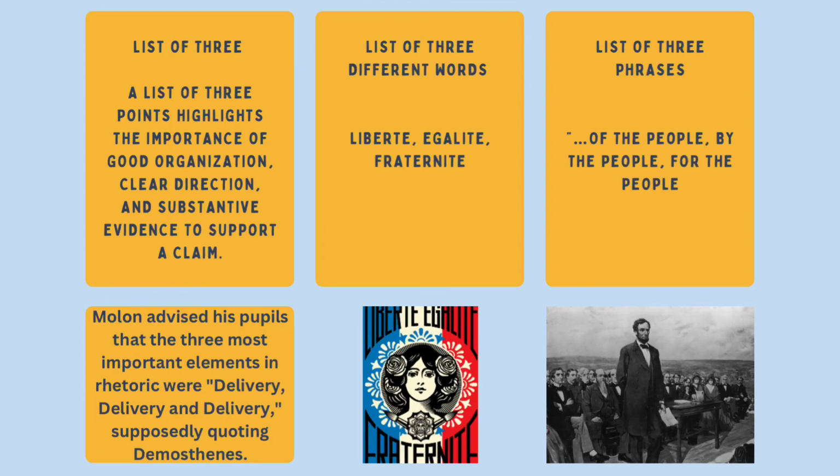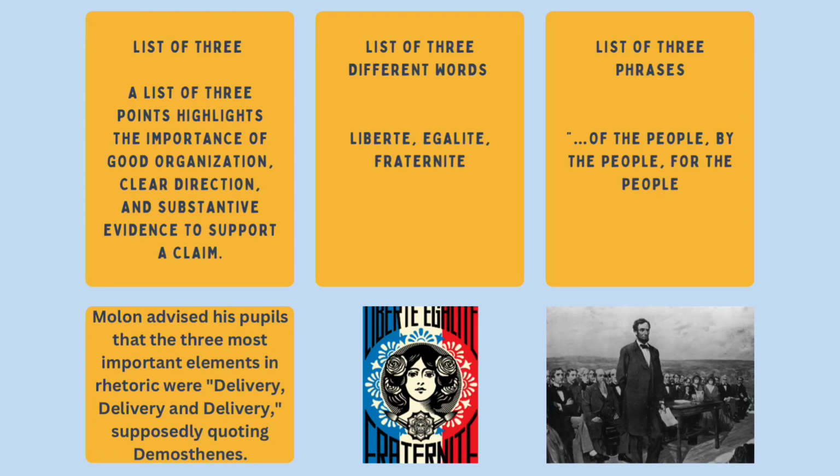To this, his teacher replied that the most important thing in rhetoric was not the arguments, but delivery, delivery, delivery. So we try to deliver our content in pairs of threes. This can take the form of a list of three, for example, a list of the same three words.